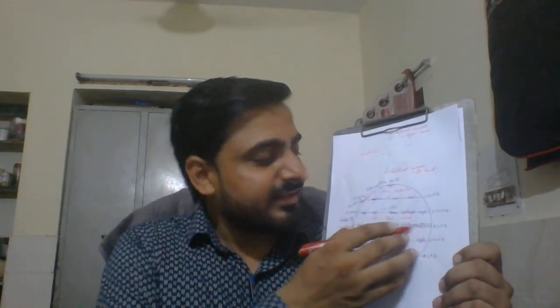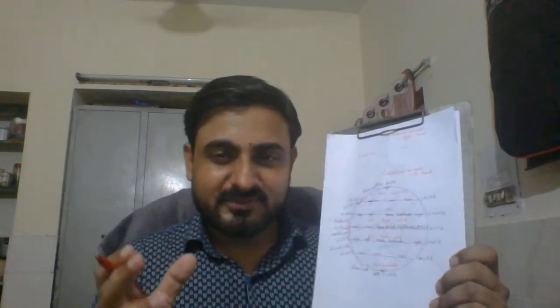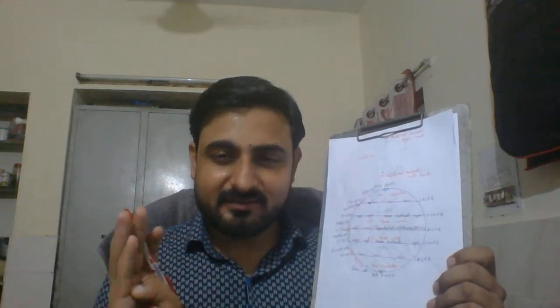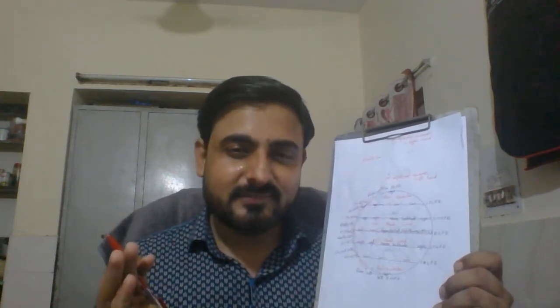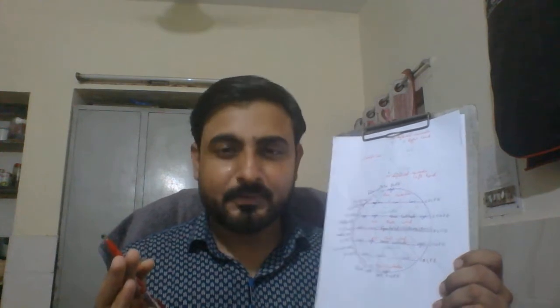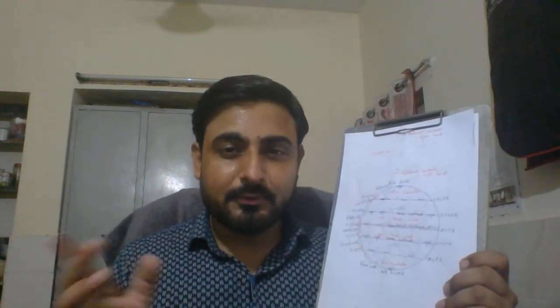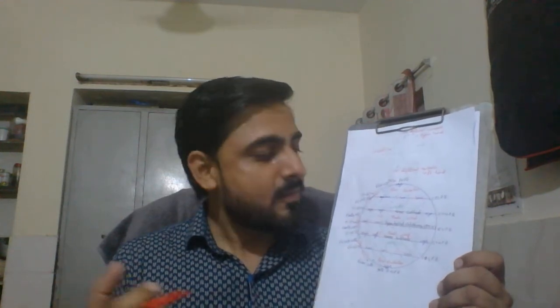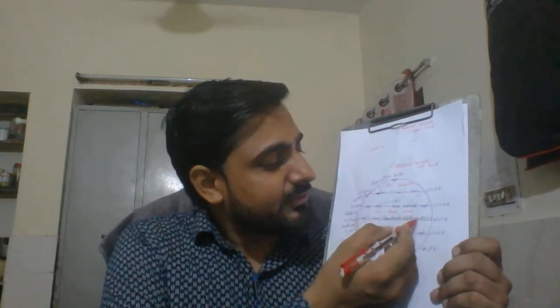Now understand some important words, just like doldrum. Memorize them, remember them. Just like doldrum, ITCZ, intertropical convergence zone, roaring 40s, furious 50s and shrieking 60s. Now, first, doldrum.